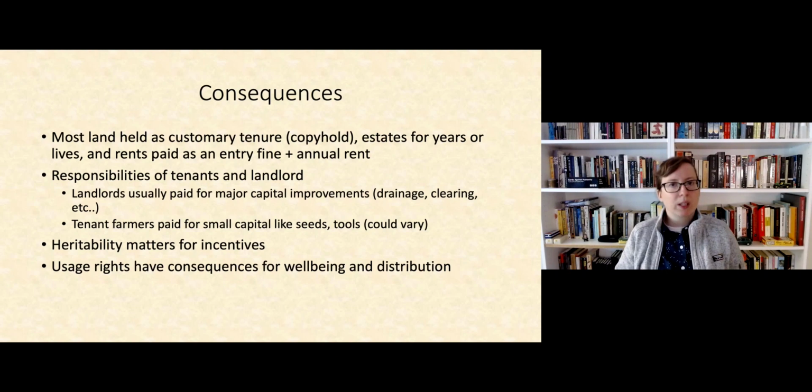Heritability in particular really matters, as you can see, for the incentives. If I know that my tenancy, my estate, is going to come to an end, I'm going to stop making improvements. And furthermore, the usage rights, that other part of estates, that has serious consequences for who gets to enjoy the benefits of the output and how those benefits are distributed.